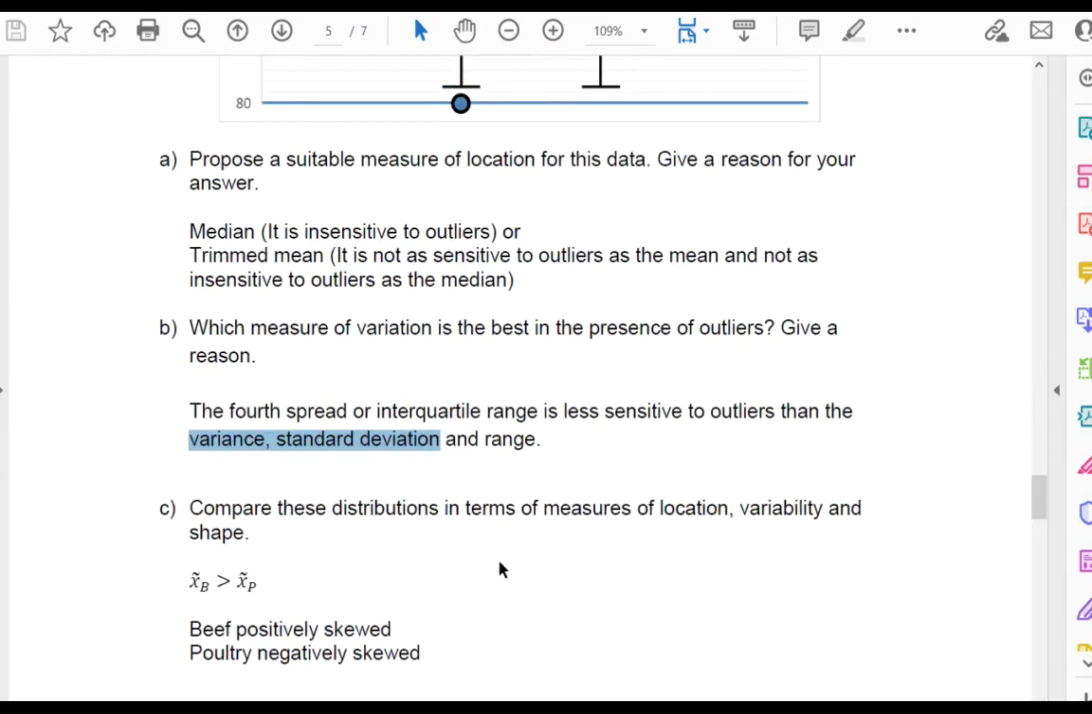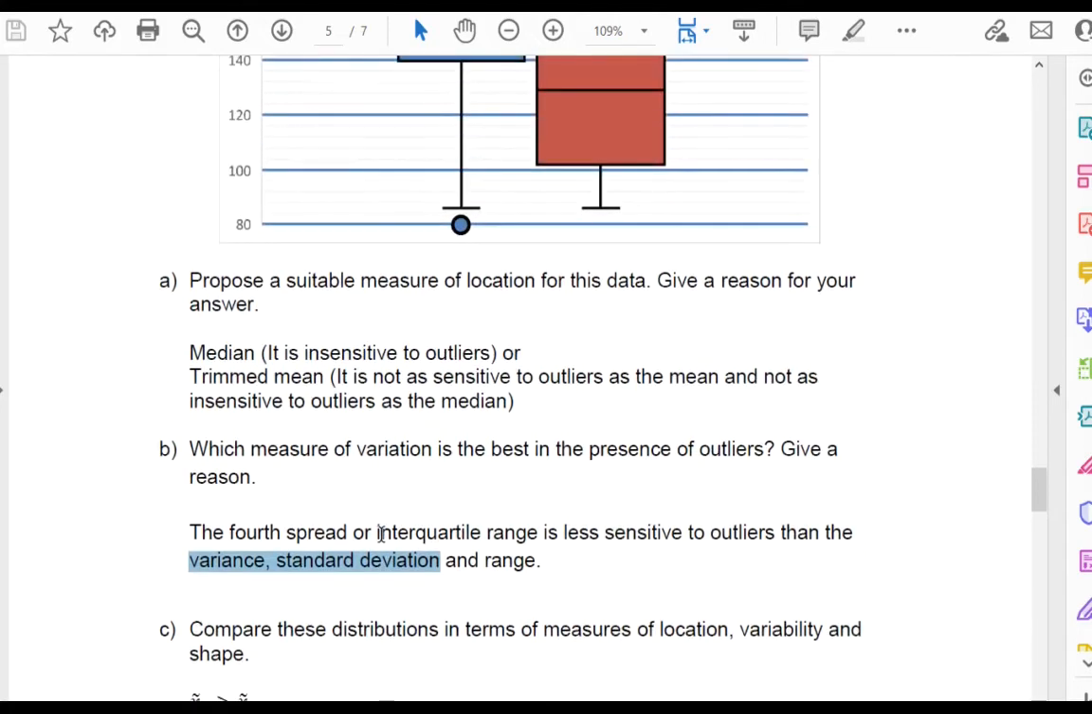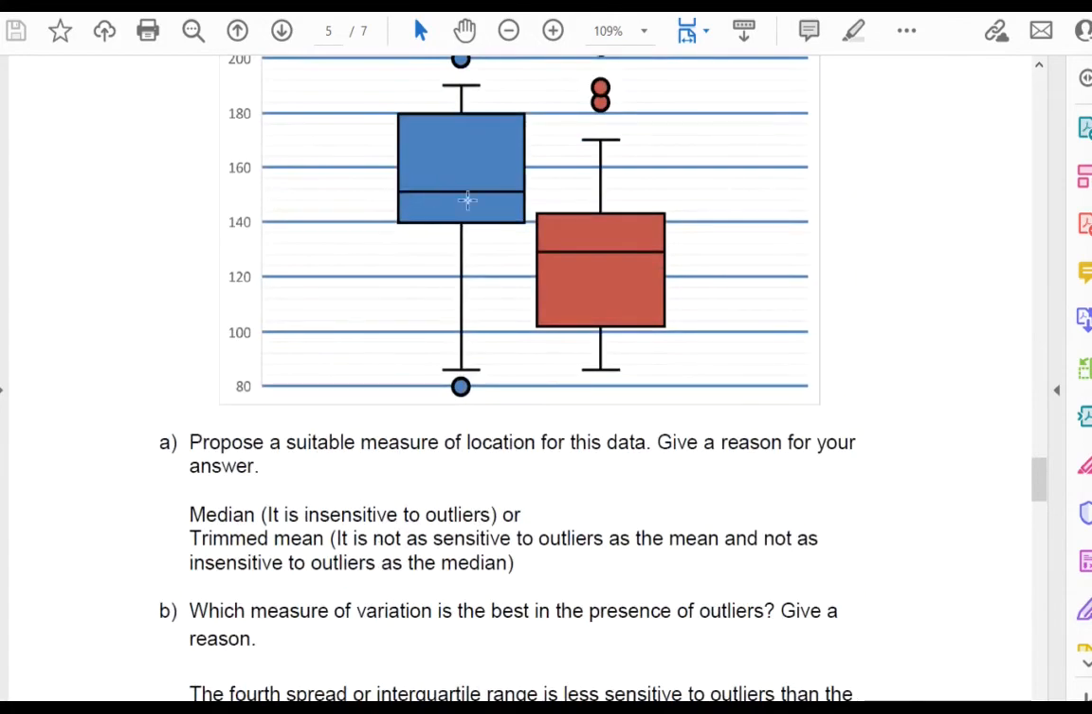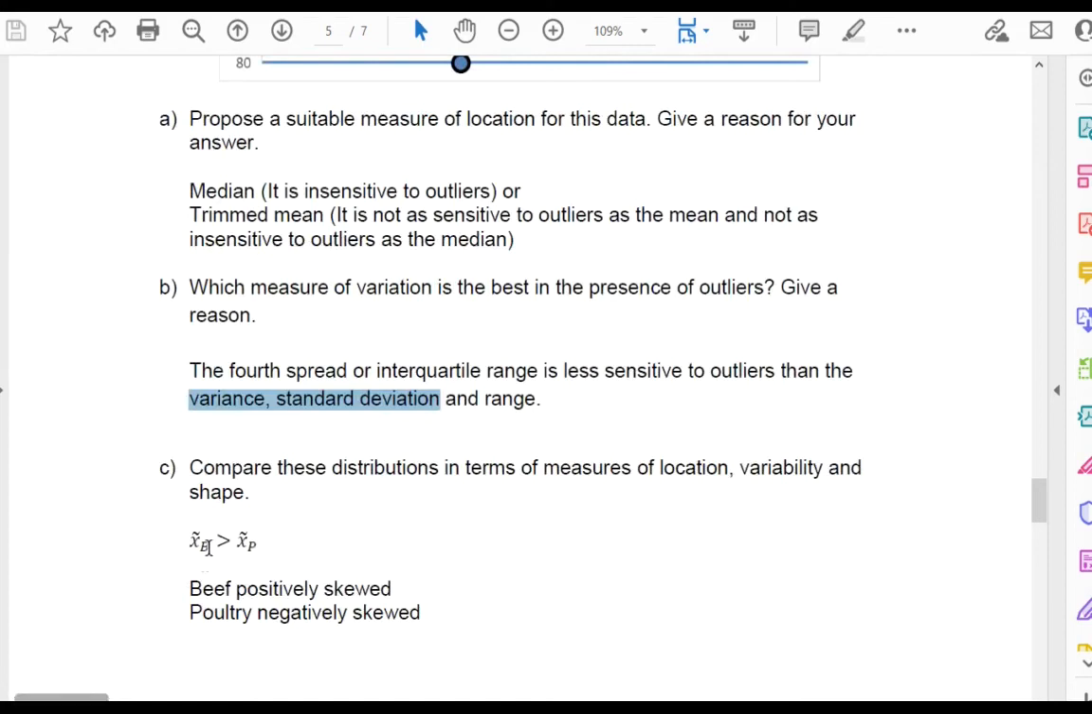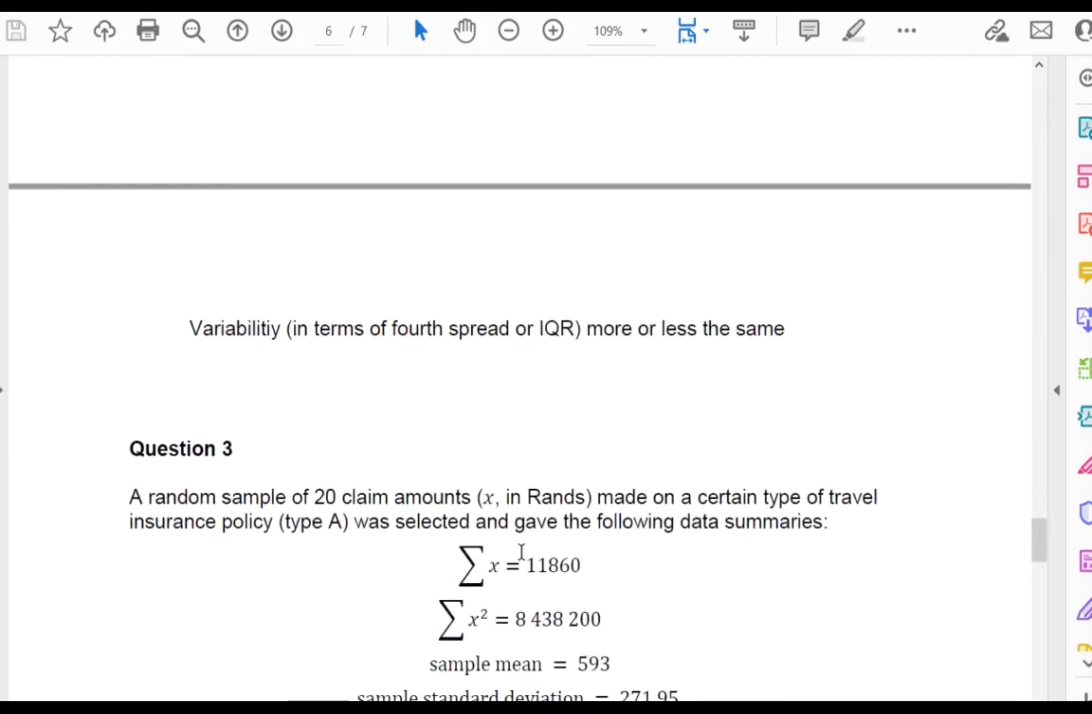Now when you compare the distributions here, you say location. If we look at our median, the median are these values here. You can really see the median for your beef is bigger than the poultry. The B is for beef, P is for poultry. And I mentioned earlier, beef is positively skewed, poultry is negatively skewed. So we covered that already.